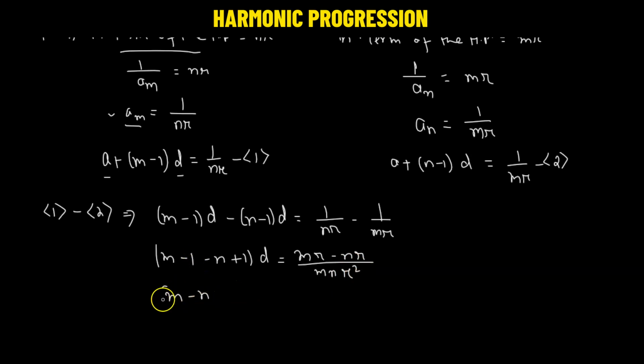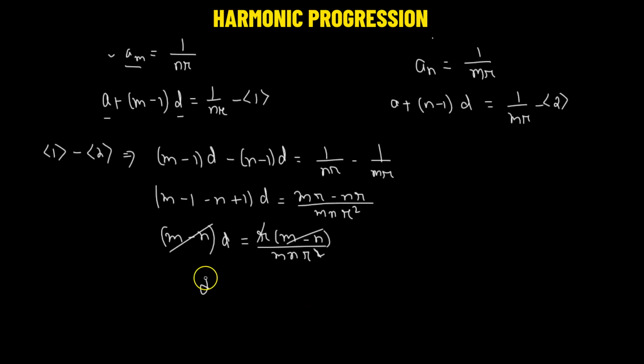So here negative 1 and positive 1 cancel out, and we have m minus n times d. This will be equal to, taking r as the common factor, m minus n divided by m n r squared. Now clearly we can factor out m minus n from both sides and also r from the numerator and the denominator, and that leaves us with the value of d. So d comes out to be 1 over m times n times r. We're going to label this as number 3.